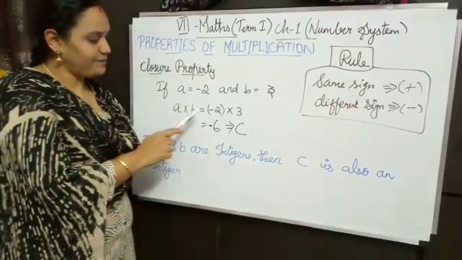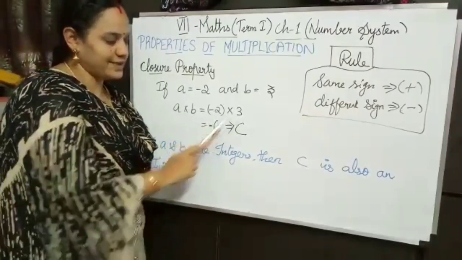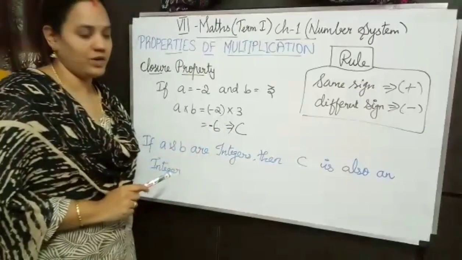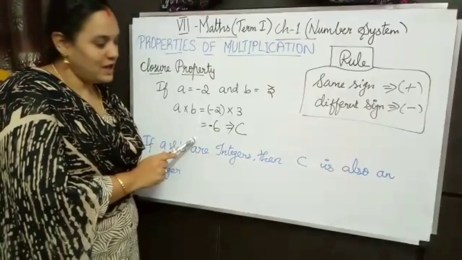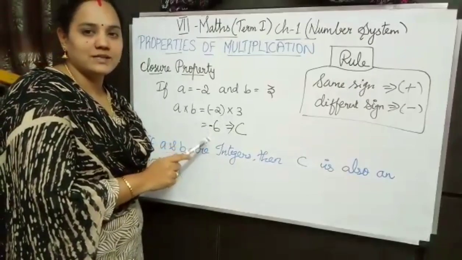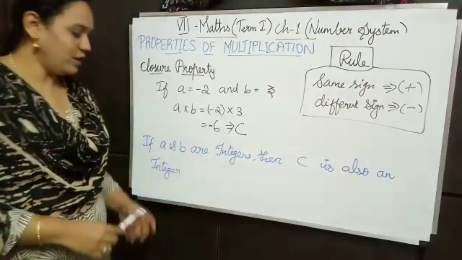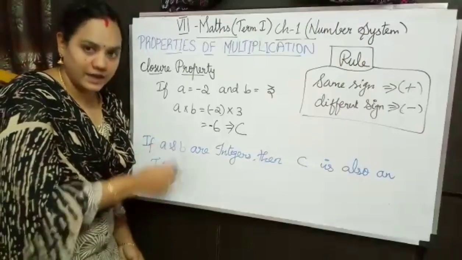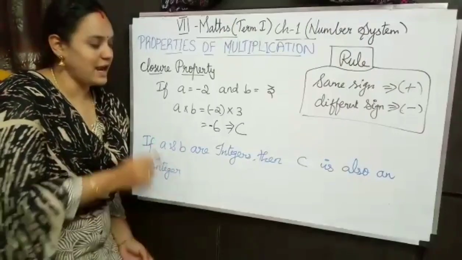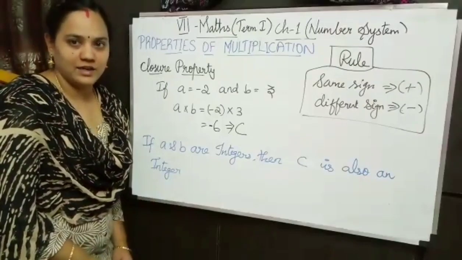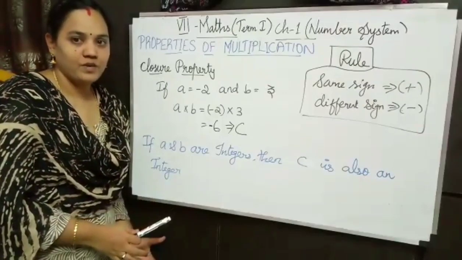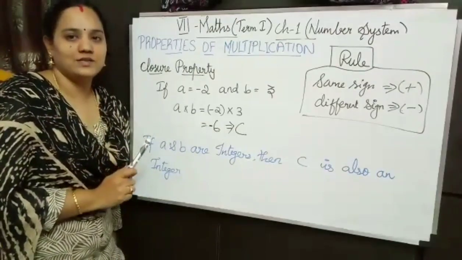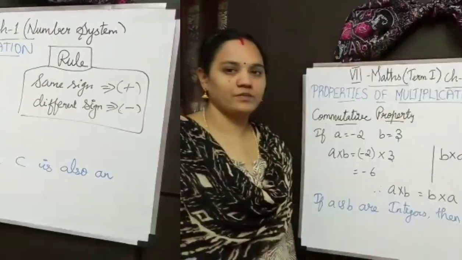So here, multiplying 2 and 3, 2 threes are 6. And we have different signs, so I have written minus here. So my answer is -6, which I am assuming to be C. Now closure property says if A and B are integers, then C, that is A into B, is also an integer. So this says that multiplication of integers satisfies closure property. Is it clear, children?